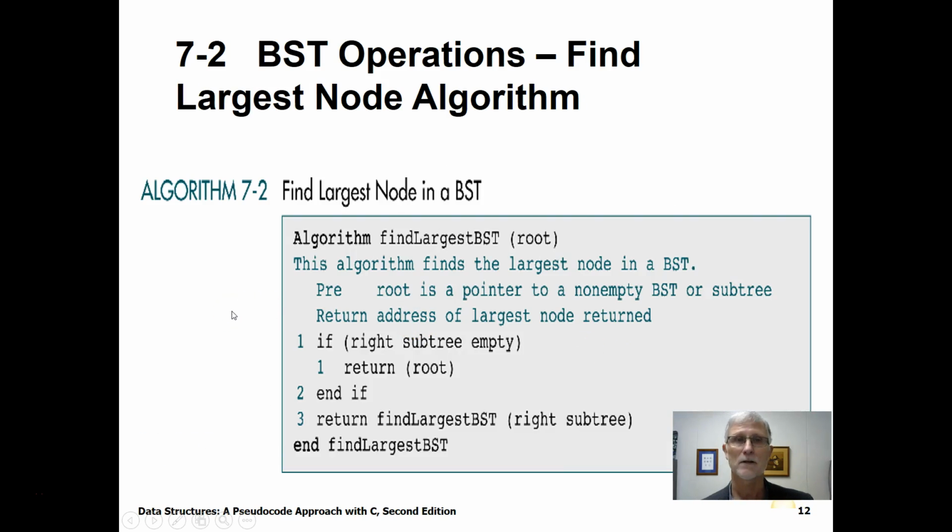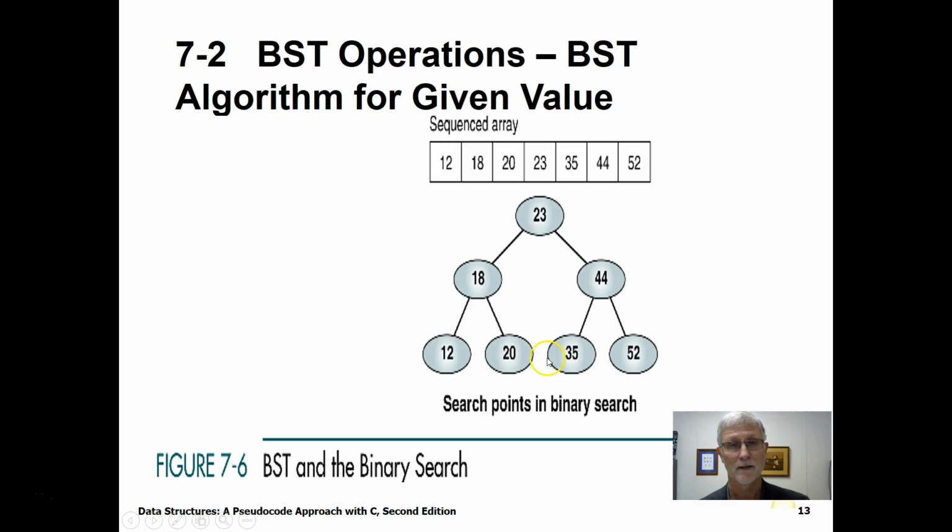Of course, finding the largest node, what am I doing? And now I'm following the right subtree, doing the same thing. So again, I'm going through. So largest and smallest, relatively easy. I'm going left or I'm going right.